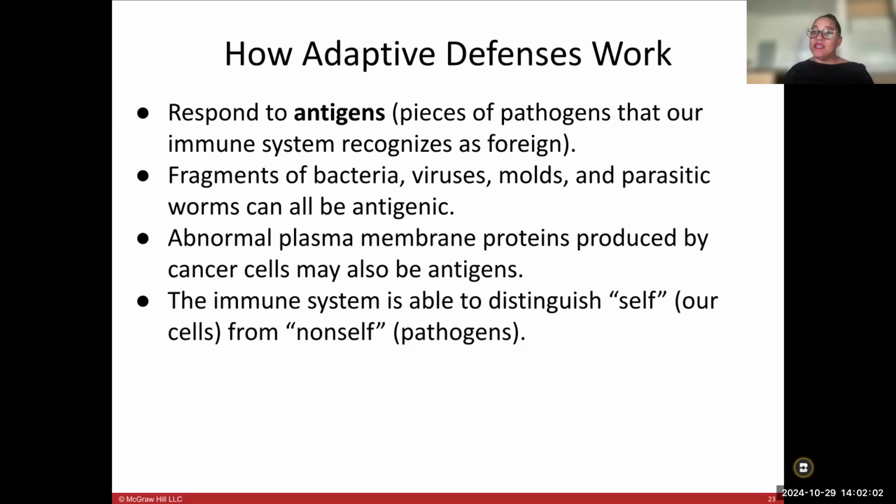How they work: they respond to antigens, which are pieces of pathogens that our immune system recognizes as foreign. Fragments of bacteria, viruses, molds, and parasitic worms can all be antigenic. They all have little antigen pieces on them that our body will say, nope, you don't belong here. Abnormal plasma membrane proteins produced by cancer cells may also be antigens. The immune system is able to distinguish self, which is our own cells, from non-self, the pathogens with the antigens on them.